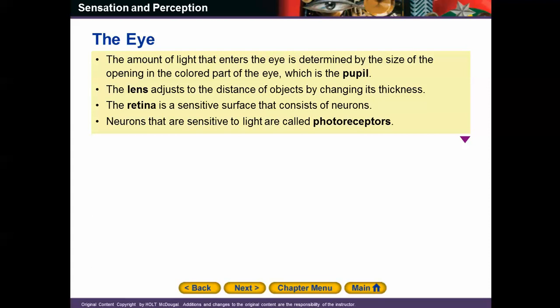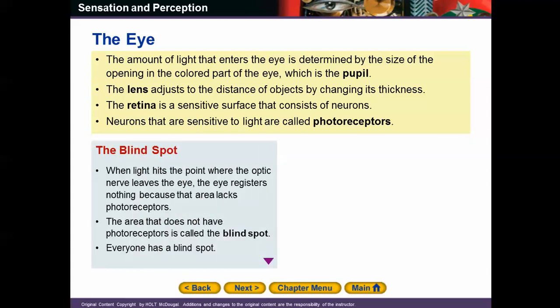The retina is a sensitive surface that consists of neurons, and we're going to talk about that. Neurons that are sensitive to light are actually called photoreceptors. We do have a blind spot in your eye where your optic nerve meets together and travels back into your head to go to your brain. We'll locate it in class. Everybody does have a blind spot, but our eye makes up for it, and because our eyes are constantly moving, we don't see our blind spot in everyday life, but you can locate it if you're looking for it.